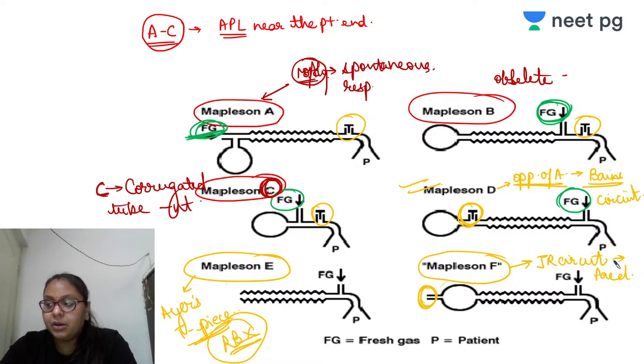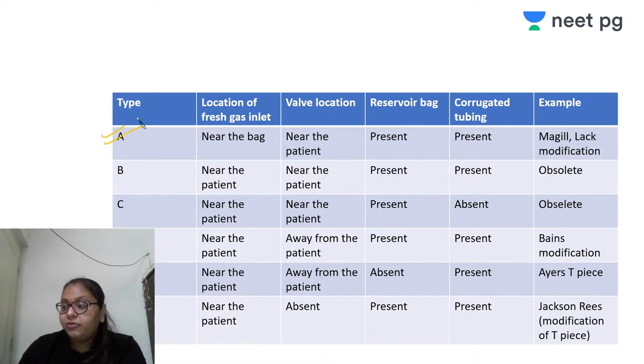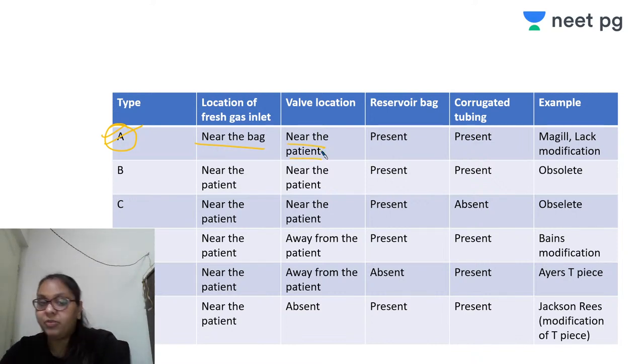E mein reservoir bag nahi hota hai. C mein corrugated tubing nahi present hoti hai. Okay, so this is just a tabular form which I have discussed now. Type A, location of the fresh gas inlet near the bag. Valve location near the patient. I hope this is clear, so I'm not repeating this because we have to cover many topics.